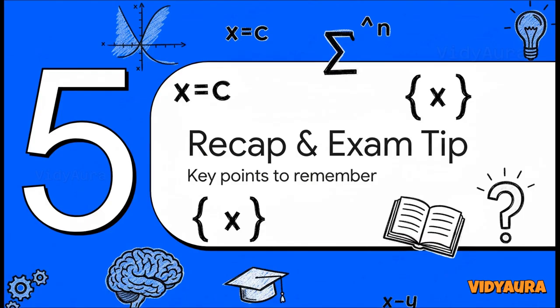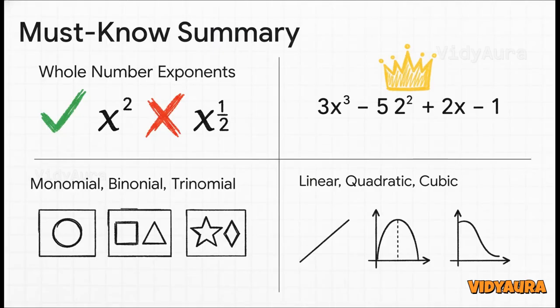All right, great job, everyone. Before we wrap up, let's do a super quick recap of the most important points from today. Think of this as your cheat sheet, the things you absolutely have to remember for your exams. So, to sum it all up, first, the golden rule. A polynomial must have whole number exponents. No fractions, no negatives. Got it?